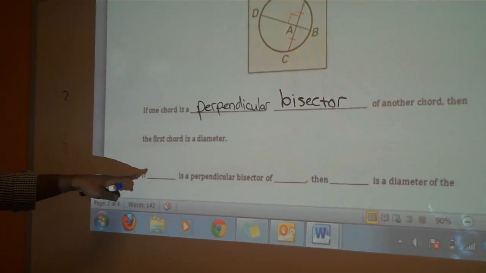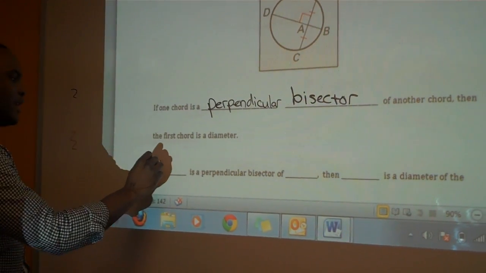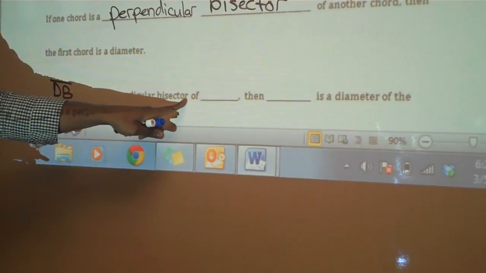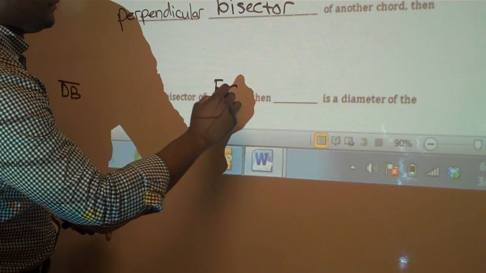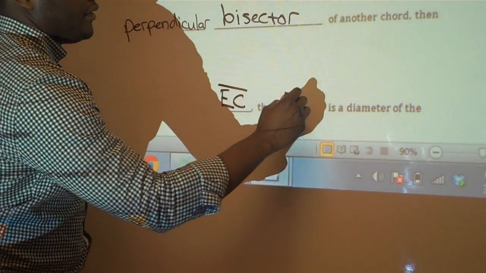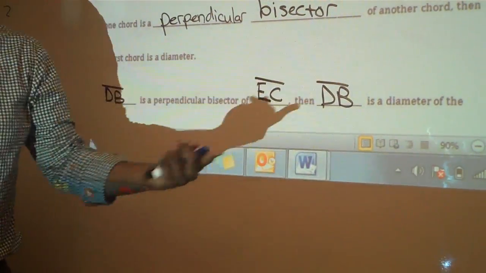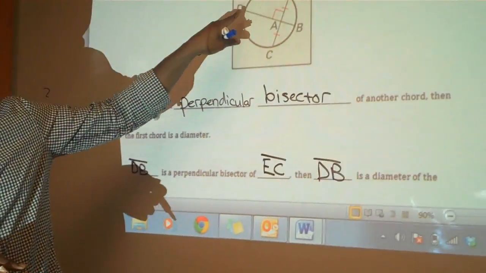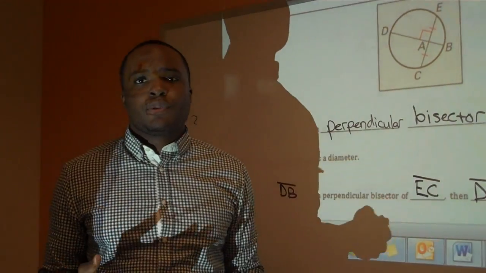So, the second line says, well, if line DB, I want you to write in here, if DB is a perpendicular bisector of EC, then DB is a diameter. DB is a diameter of the circle. So we actually kind of figured that out before we even looked at the property. You just looked at this and you could tell that DB was the diameter of the circle. Now we have a property that we can use to prove it.